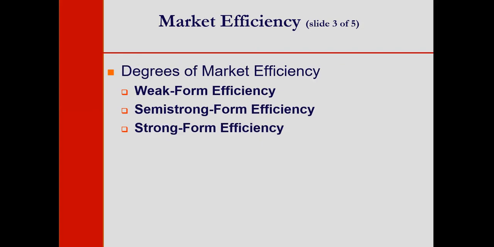So there are three forms of market efficiency: weak form of market efficiency, semi-strong form of market efficiency, and strong form of market efficiency.